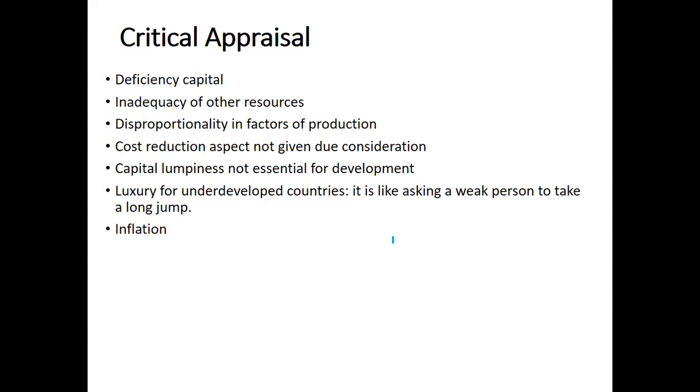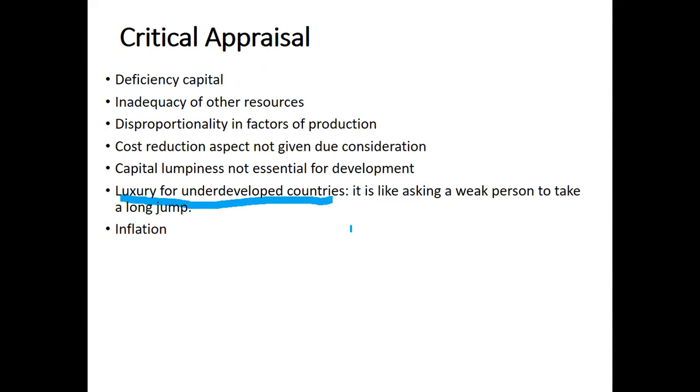Cost reduction aspect is not given due consideration. For example, when all sectors grow alike or at the same time, then there will be an escalation of cost in the economy, and that will create a lot of problems. Capital lumpiness is not essential for development. This is an argument, because in today's world, we know that capital lumpiness is not essential for development. Luxury for underdeveloped countries.